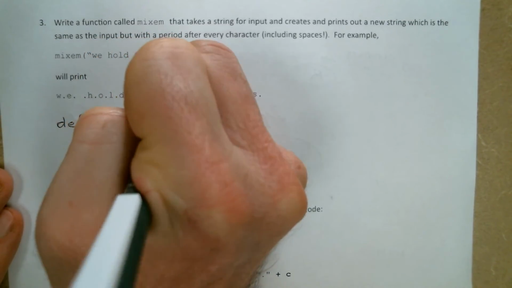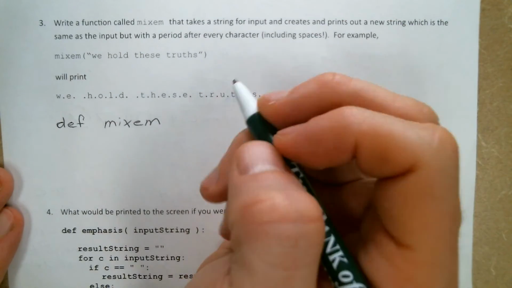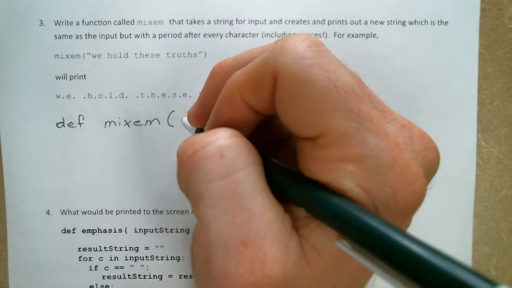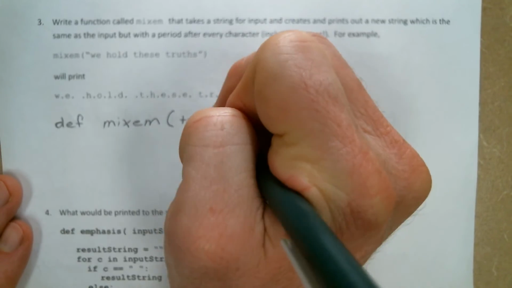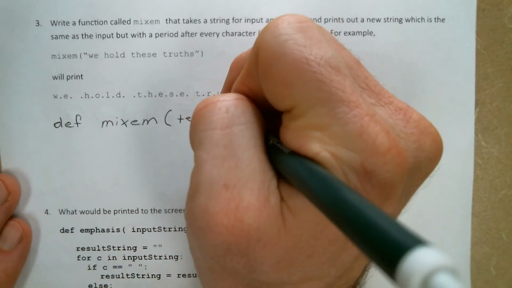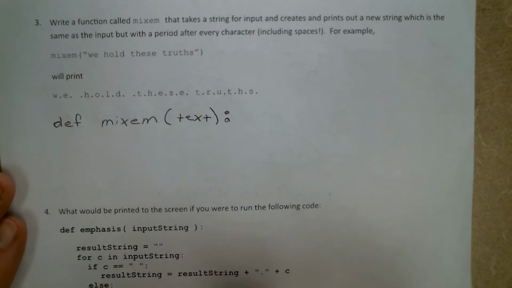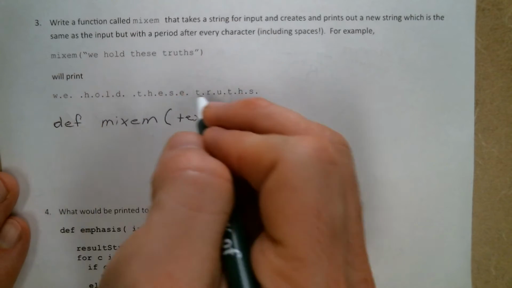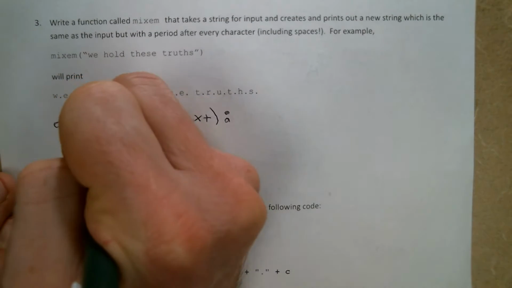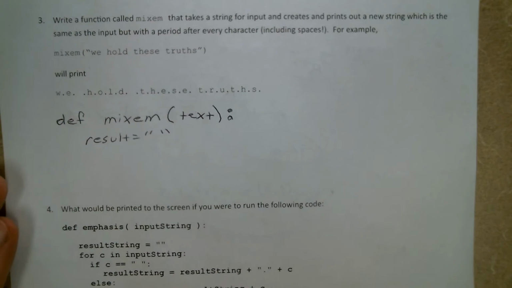So we're defining a function called mixum. It tells us it takes a string for input, so we've got to give it one parameter. And again, you can pick the name that you want for this parameter. So I'm just going to use text, but that could be whatever you wanted. Then I've got my colon. I'm going to create an empty string that I can use to build this new string that I need to make. So result equals an empty string.